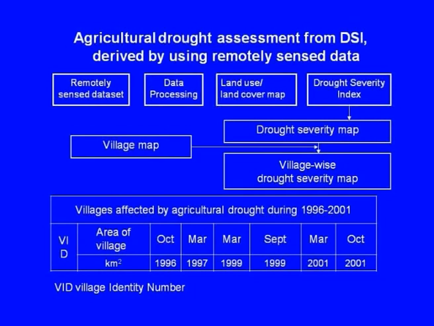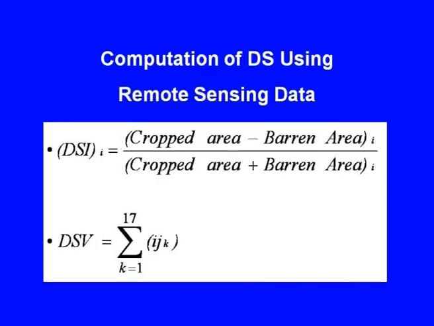So, based on this, we have undertaken the study for finding out the agricultural drought during the year 1996 to 2001. DSI can be found out by the relationship which is very similar to NDVI, except that here instead of taking the satellite data, we try to find out what is the crop area and the barren area, and then find out the ratio relationship of the same.